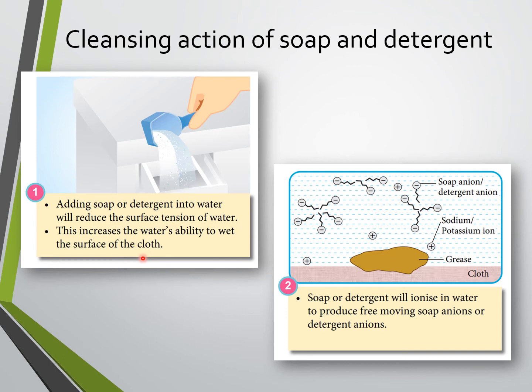That's why the insect on top of the water can move around on the water surface. So by adding detergent or soap, the water surface tension is reduced. Then the water can penetrate in between the cloth, the thread of the cloth. Okay. Next one, the soap or detergent will ionize in water. Ionize means separated into the positive part and the negative part. The positive part is swimming around in the water, but the negative part with the long chain hydrocarbon will go into the grease.